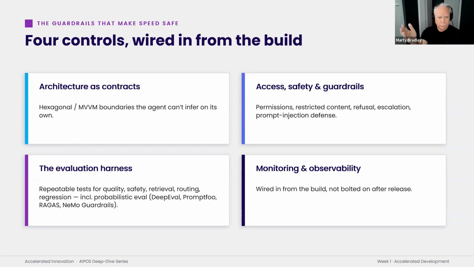And so there are basically 4 things that are wired in, and these are examples, right? It doesn't have to be a hexagonal architecture. For UI, you typically have like an MVVM boundary, but it can be whatever architecture you use. If you use a layered architecture, you can define that, right? But what it does is it treats the architecture as contracts. And then it has guardrails for access and safety. So, what are their permissions? What should they do if there's an escalation?